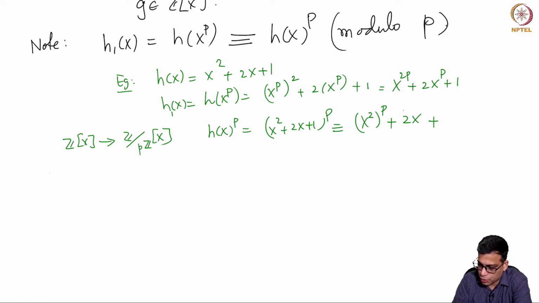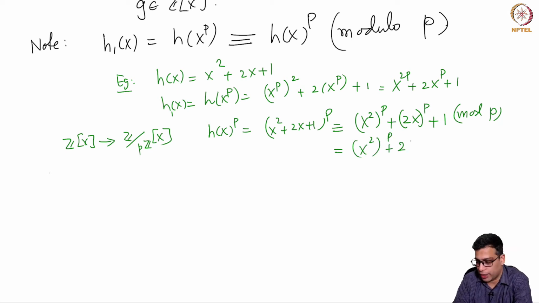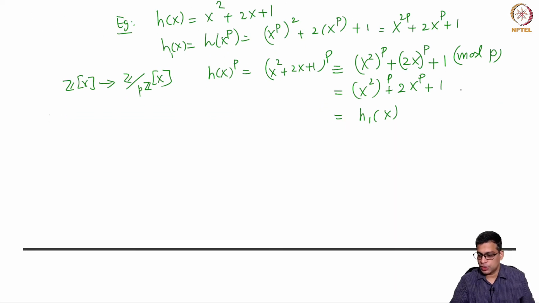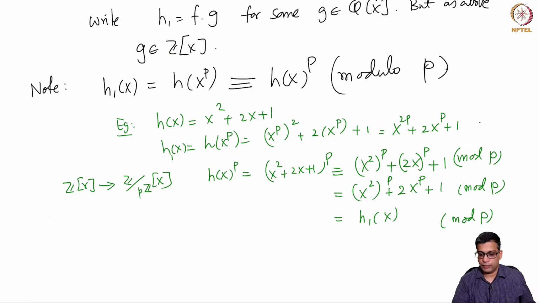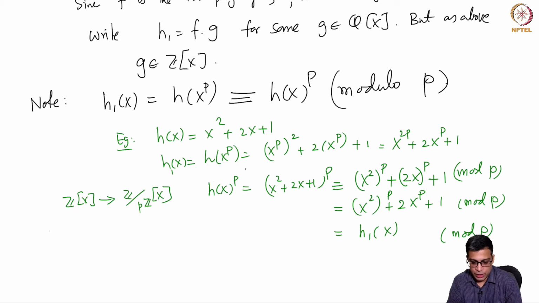So I really should write 2x^(p+1), but this is modulo p of course. But this is x^(2p) + 2^p, and 2^p is 2 again, because in Z mod pZ anything to the power p is itself. This is of course h1(x), right? So this is mod p, only mod p. Otherwise, of course, h^p is not equal to h1, right?